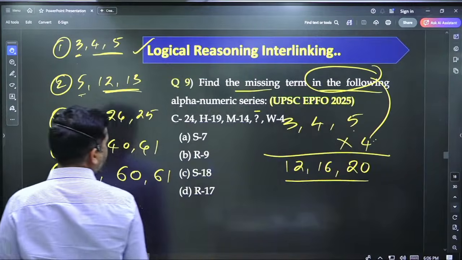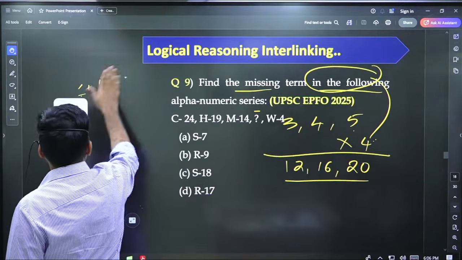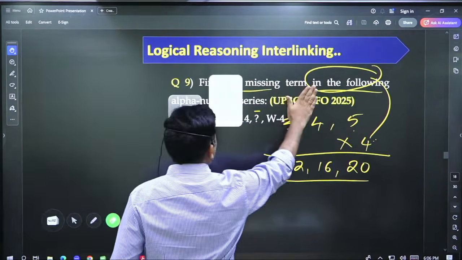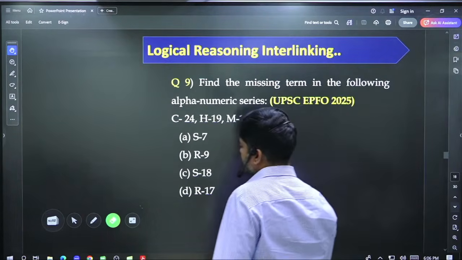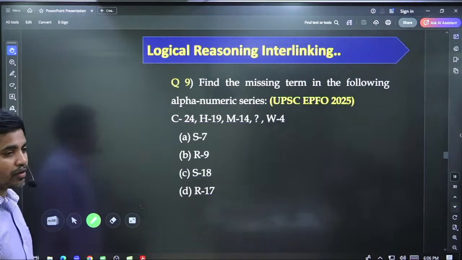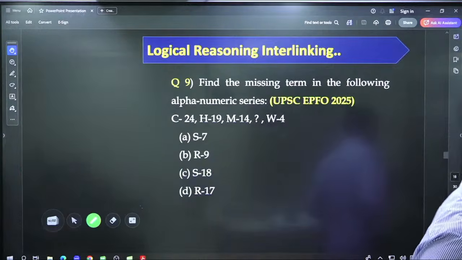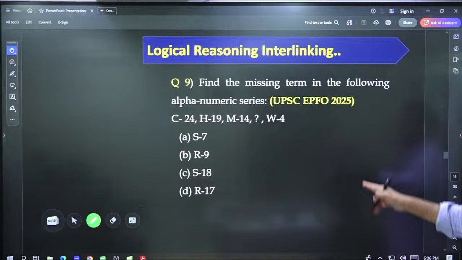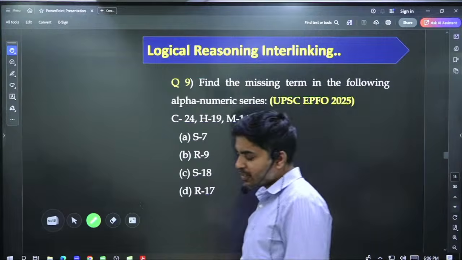See, everyone look at this. This question was asked in the EPFO exam recently, November 2025. UPSC conducted the exam. So definitely these 2024 and 25 questions are highly important for the upcoming exam. Latest pattern. This is from basic series. C is 24, H is 19, M is 14, W is 4. So what is the missing one?